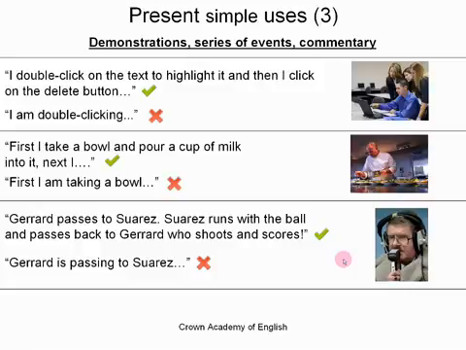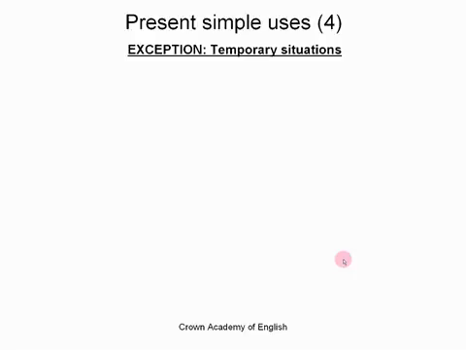Okay, so this next slide, it's a little bit more complicated. This is just a couple of exceptions now to the main rule. As we mentioned earlier, the present simple tense is often used for permanent situations. If you remember, we said it's used for saying things like the birds fly south for the winter. That's a permanent situation. That doesn't change.